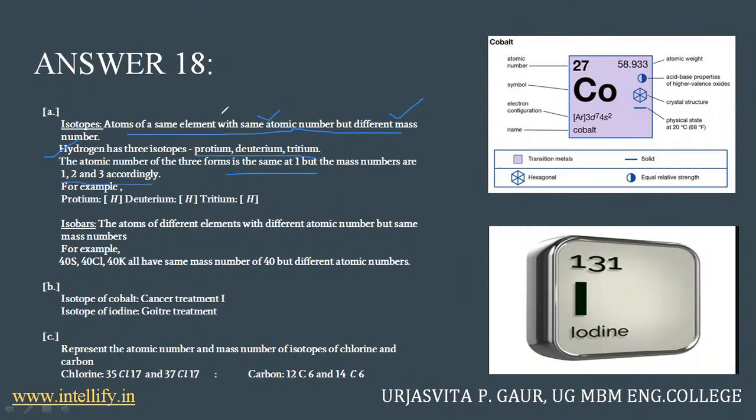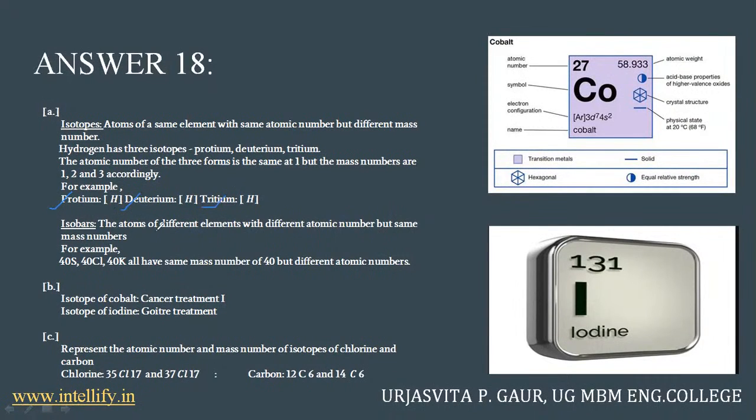Because see, mass number is nothing but the number of protons plus neutrons, right? We have discussed this in the previous modules also. Mass number is nothing but protons plus neutrons, and atomic number is the number of protons. So what is differing in each case of an isotope is the number of neutrons. See, when the number of neutrons is different, you get different isotopes of the same element, right? So for example, you can easily have protium, then you have deuterium, and you have tritium.